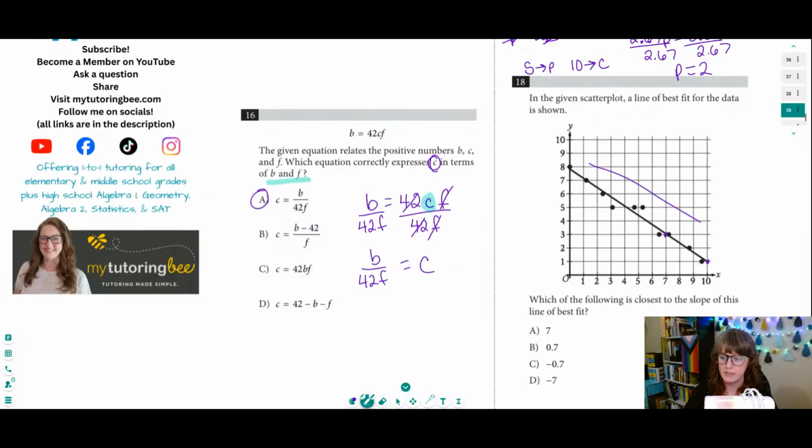This graph is going down as we go to the right. So that tells us that we have a negative slope right off the bat. So that means A and B are out. Those cannot be one of the answer choices.